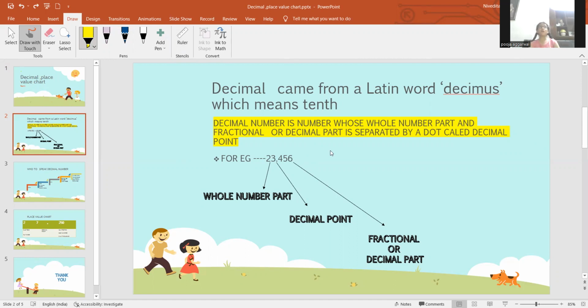Have you seen that if we purchase anything, sometimes in the bill it is written 456.12? This is called a decimal number. A decimal number is a number whose whole number part and fractional part are separated by a dot called the decimal point.